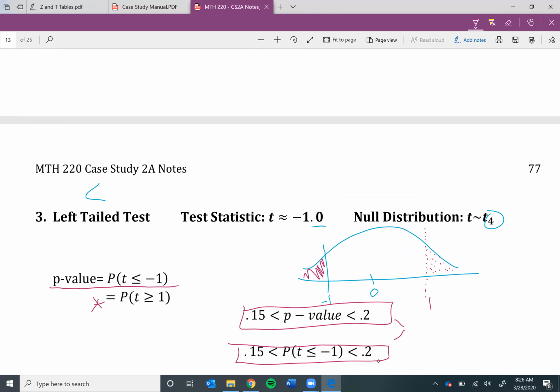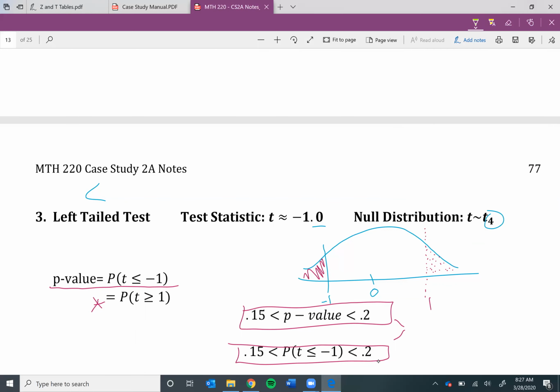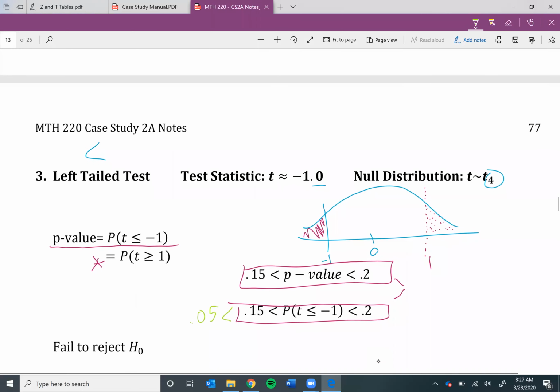Okay, so p-value, is it high or low compared to alpha? Alpha is 0.05. So 0.05 would go down here. So the p-value is not low, so that makes our decision fail to reject H0.